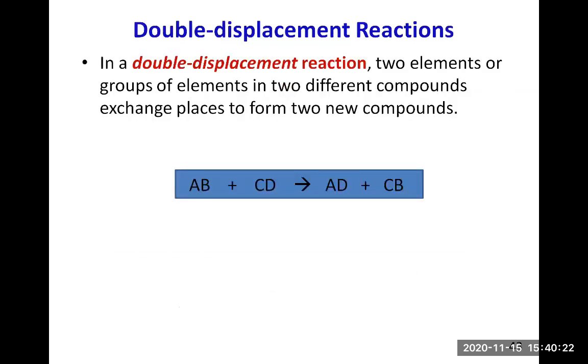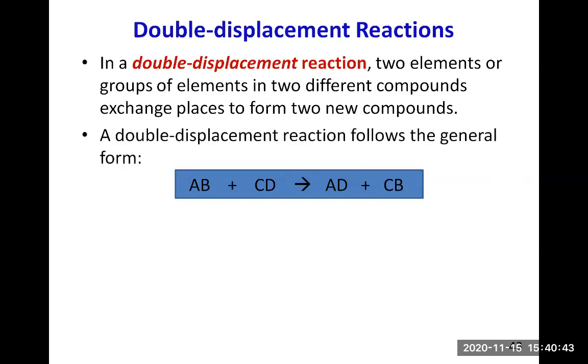In a double displacement reaction, two elements or groups of elements in two different compounds exchange places to form two new compounds. So you start with two compounds and you end up with two different compounds. And there has been an exchange of partners, if you will.